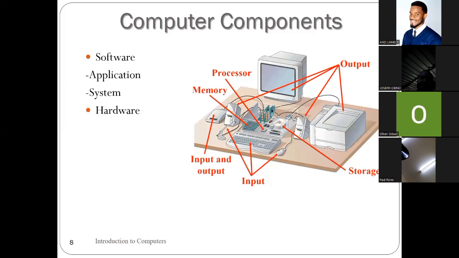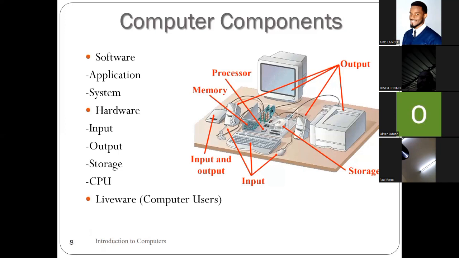The second component is the hardware. Hardware refers to the components of a computer that you can see and touch. You can also call them tangible devices, like the monitor you see there, the processor, memory, keyboard, mouse, the printer, speakers, even the scanner. Those are parts of the computer that you can see and touch. They are categorized into input, output, storage, and the CPU. Those are the hardware parts.